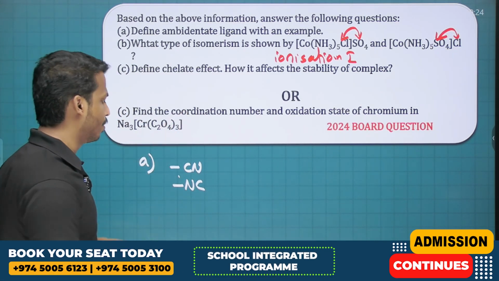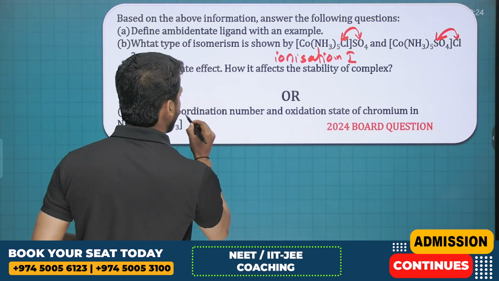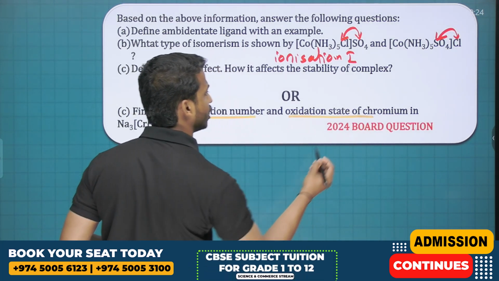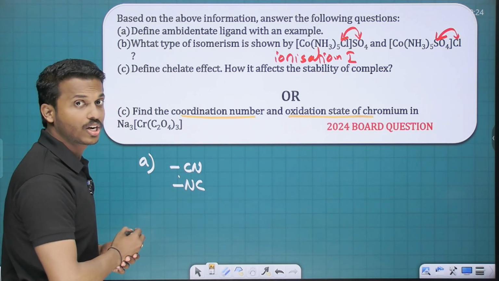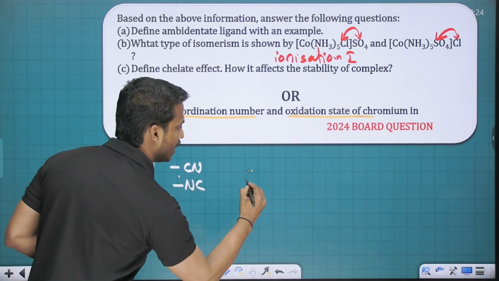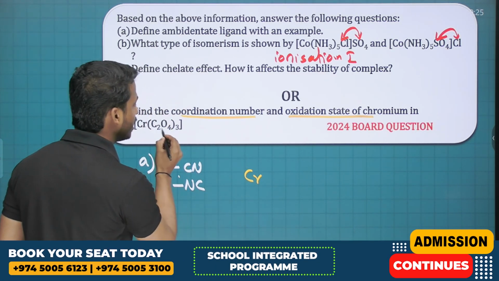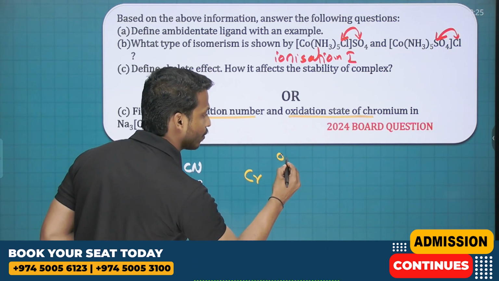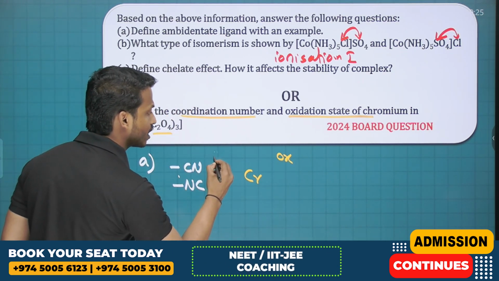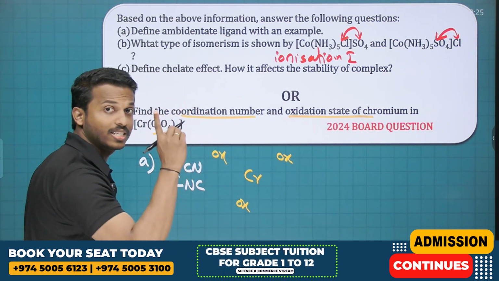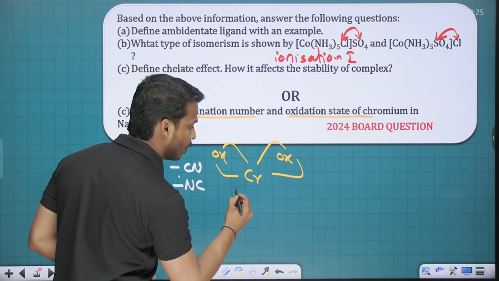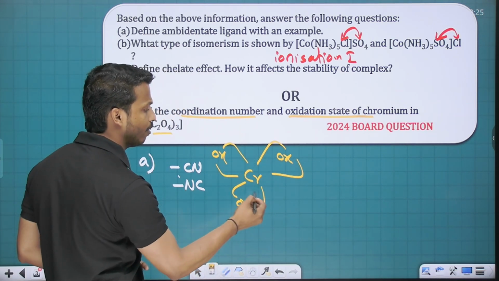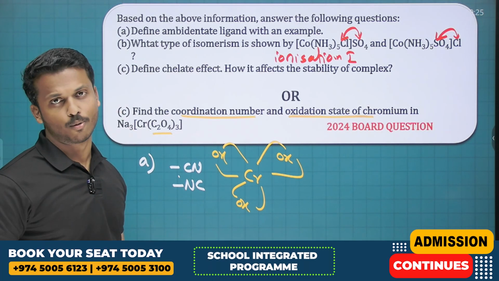There is an OR question. Find the coordination number and oxidation state of chromium in this one. Okay, let me calculate the coordination number. Cr is the metal atom given. What is C2O4? C2O4 is our oxalate ligand. 3 oxalates are there. Oxalate is a bidentate ligand, so each oxalate provides 2 sigma bonds. So total 1, 2, 3, 4, 5, 6 sigma bonds are there.